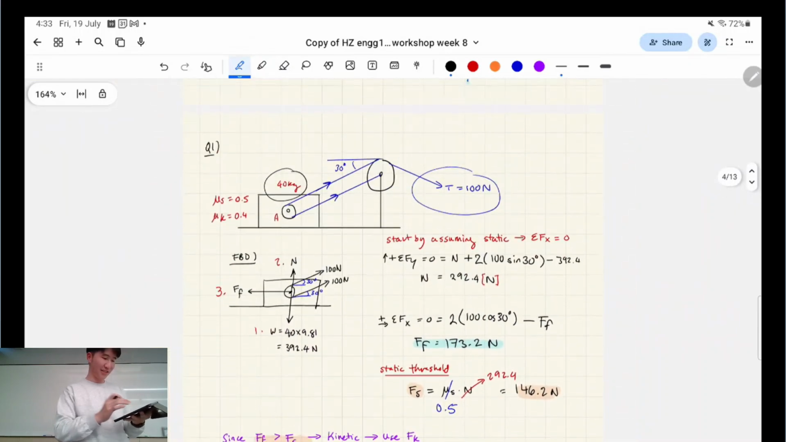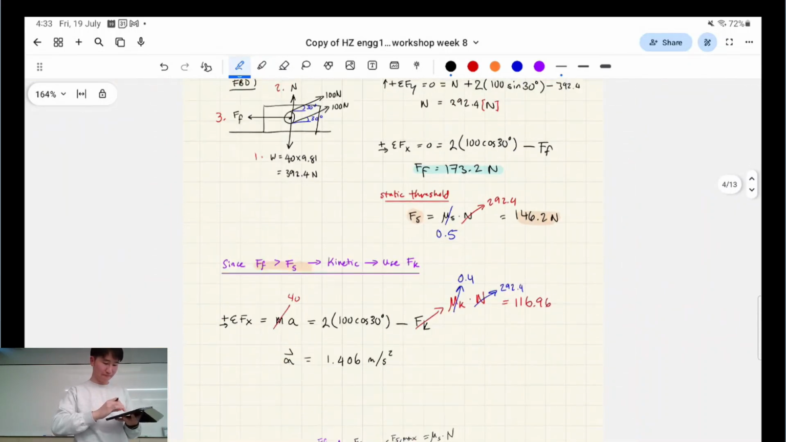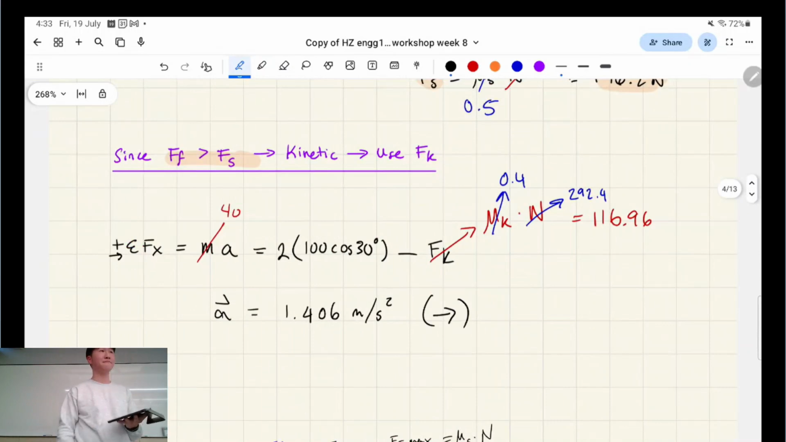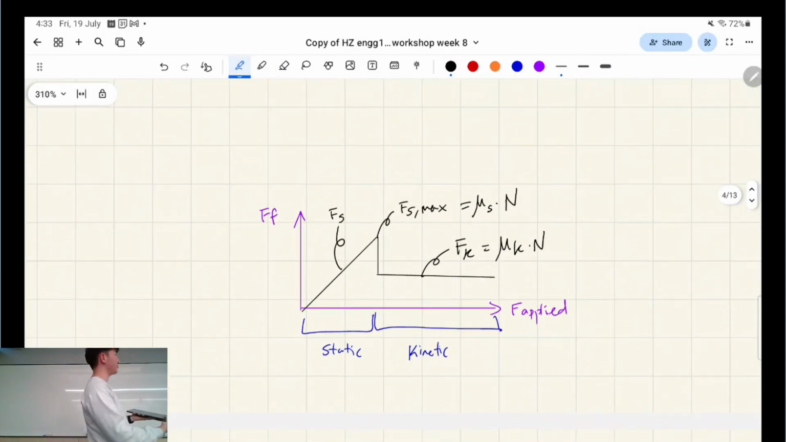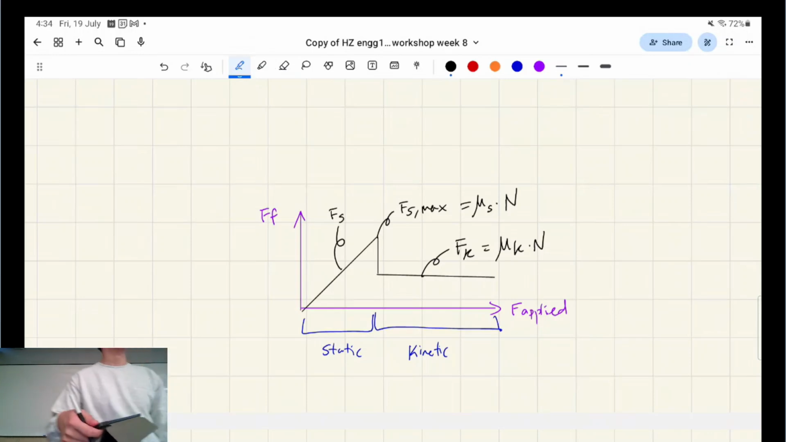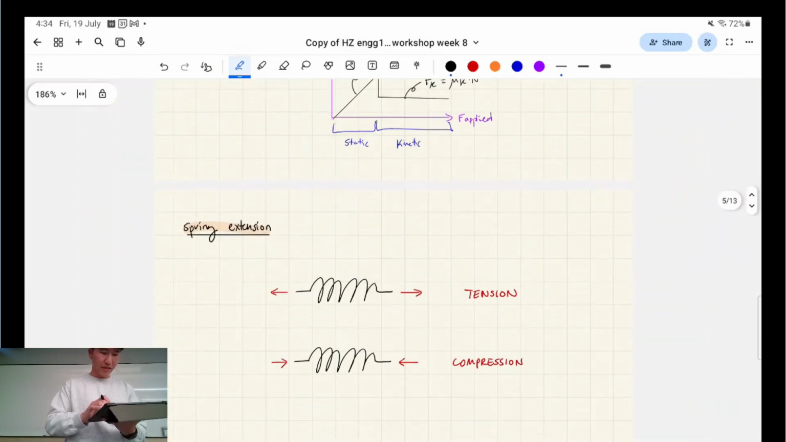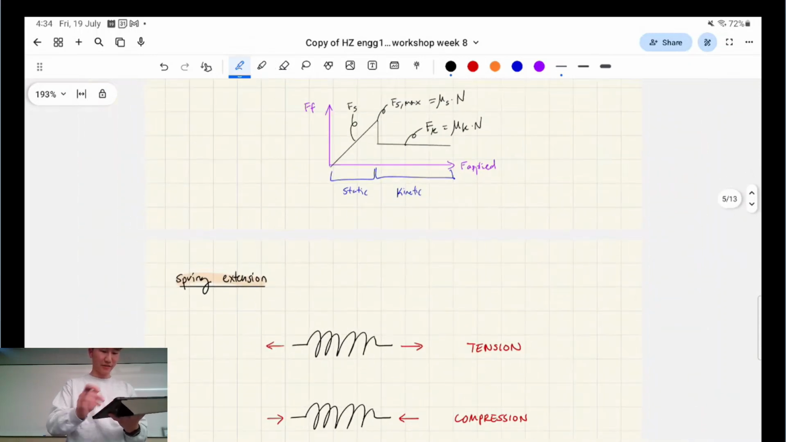Just intuitively, which way is the box moving? Very good. So that acceleration is going to the right. If you think of the graph that I drew in the very first lesson, the box moves to overcome that static threshold, and then it's always going to subtract off this constant. Any questions? Okay. I'll leave that there in case anyone's copying that down.